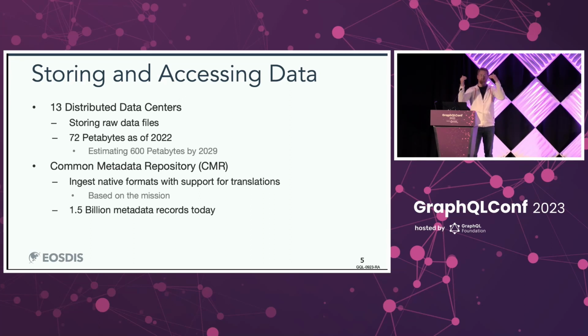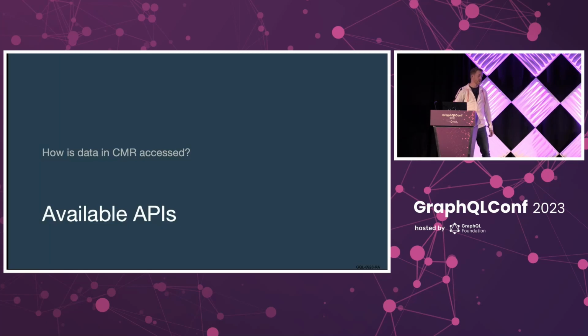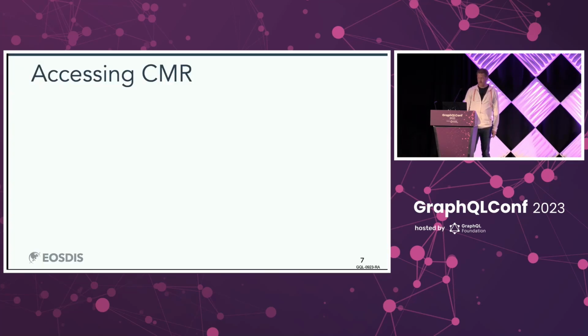So when we look at the CMR and all the data that's stored there, there's a whole bunch of different pieces of it. And how the users and the scientists and our own applications access that is through different APIs. So what APIs do we have available to us? The core APIs we have 3 of: ingest, search, and lastly, access control.